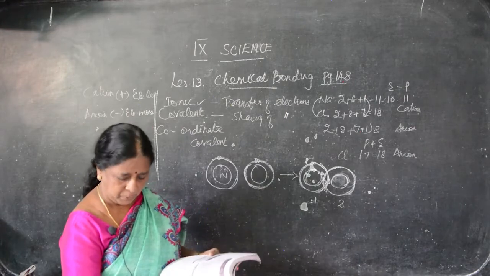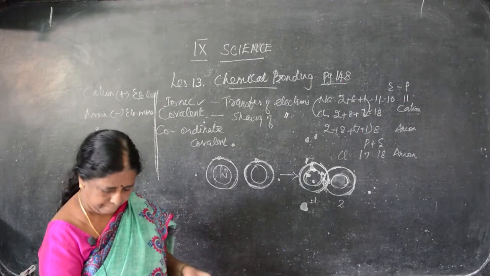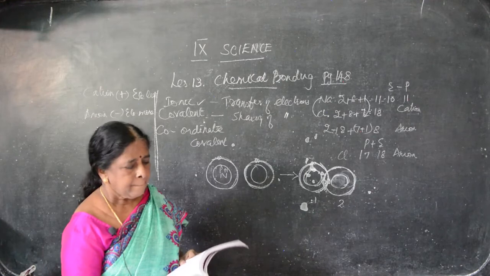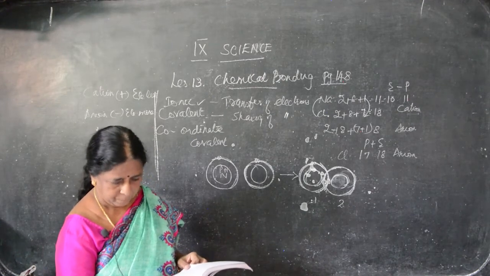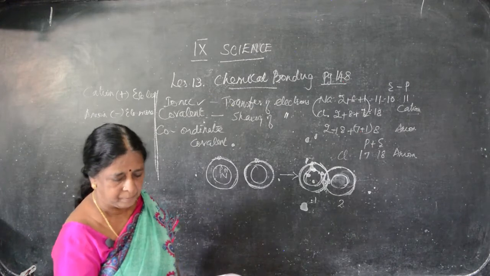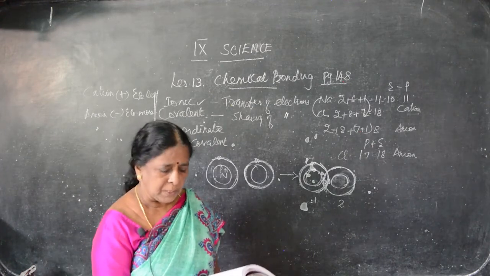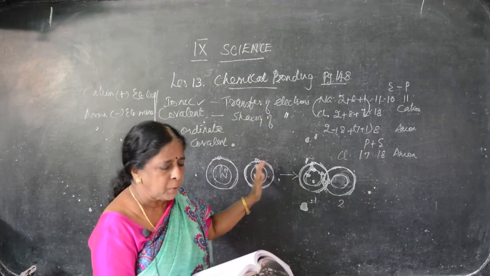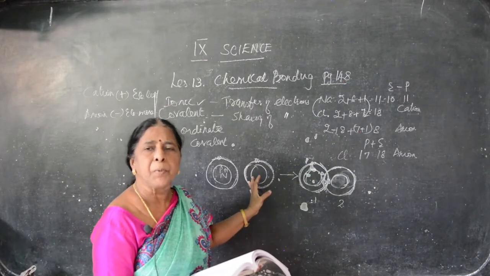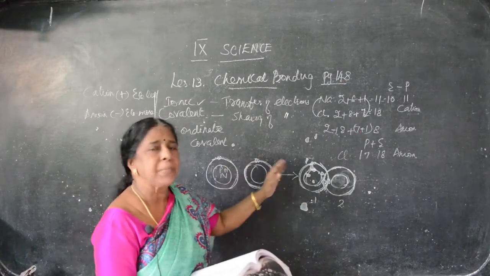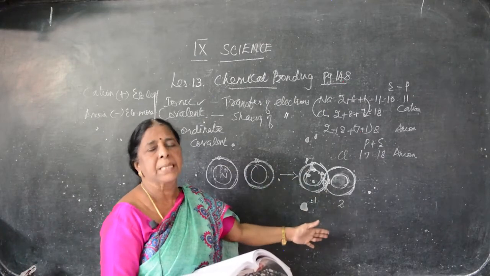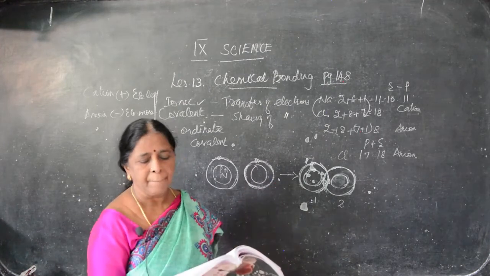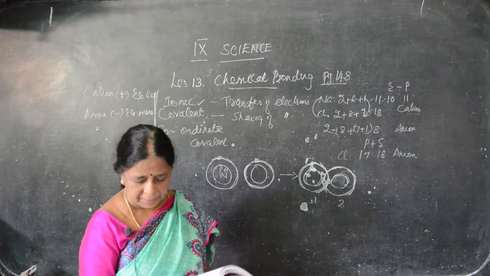So this is a covalent compound, that is sharing. Clear? What is the definition for covalent compound? See page number 153. Each of the two combining atoms contributes one electron to the other. Contribute means just giving. A gives to B and B gives to A. The first hydrogen atom gives to the second, and the second gives to the first. This is known as the covalent bond.